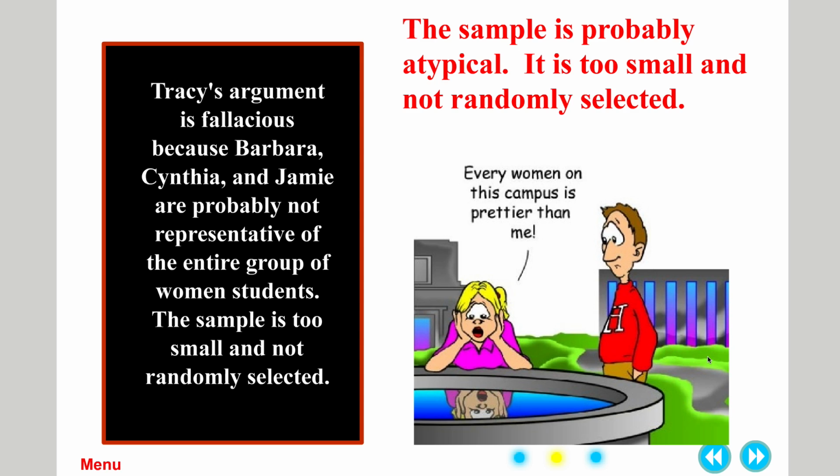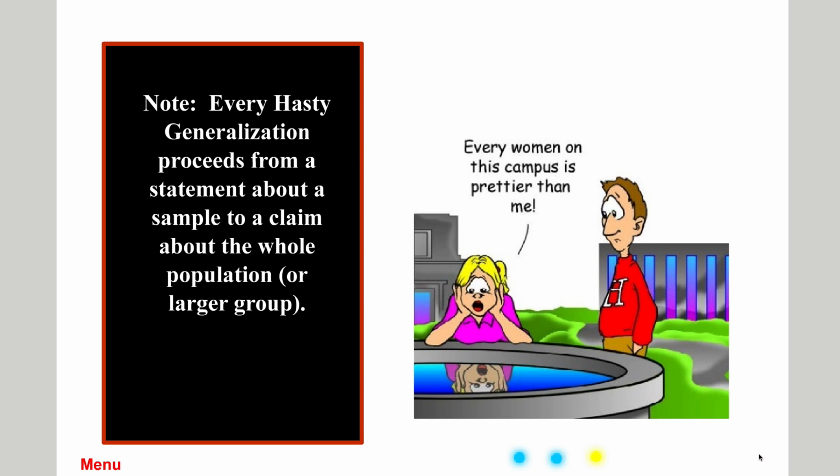I'm trying to clean up what I think is at times a really weird focus in these cartoons on women's looks. So Tracy's argument is fallacious because Barbara and Cynthia are probably not representative of the entire group of women students. The sample is too small, and it's not randomly selected. So if in this class we cover statistics, we'll go through how you do randomly select so that you can make generalizations that are not fallacious.